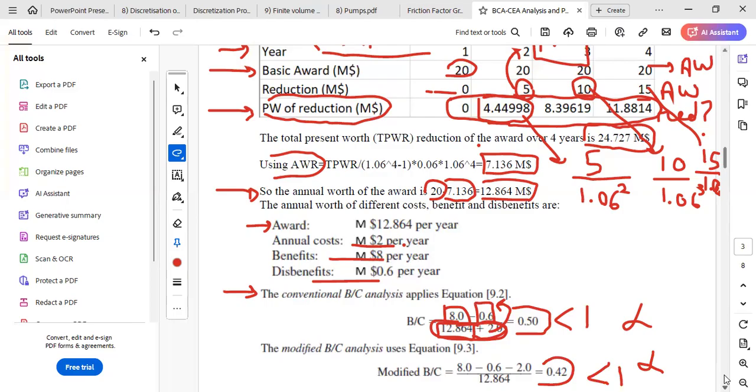Doctor, can you please repeat the award? How we find it? Yes, of course, Rida. Okay.